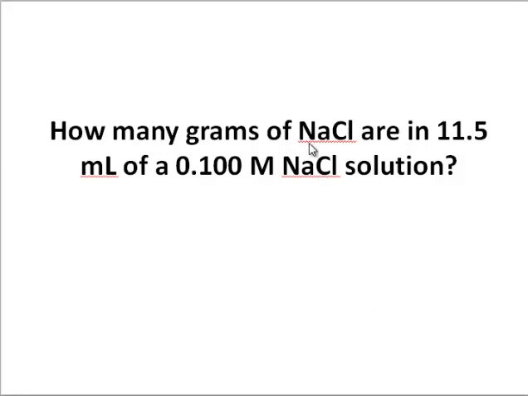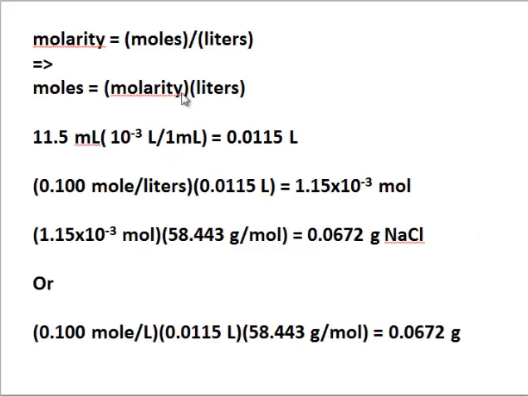Alright, you attempt this. How many grams of sodium chloride are in 11.5 milliliters of a 0.1 molar sodium chloride solution? Alright, you attempt it and then move on. Molarity is defined as moles over liters. If you want moles of something, you can take the molarity and multiply by liters. So convert 11.5 milliliters to liters. We're working molarity calculations. We will generally need volumes in units of liters. Multiply the molarity, moles per liter, by the volume in liters to get the number of moles. This is moles of sodium chloride.